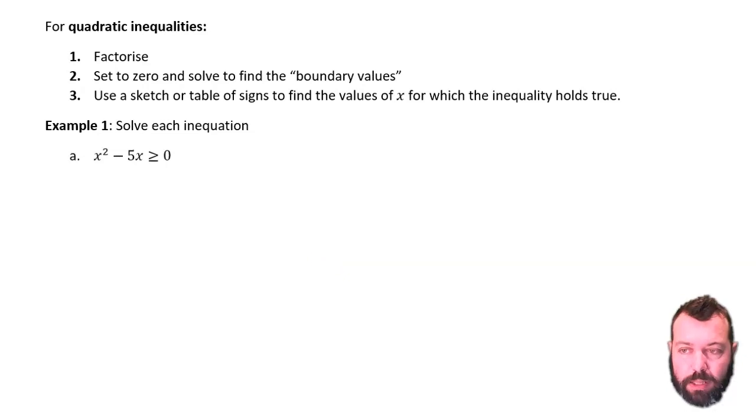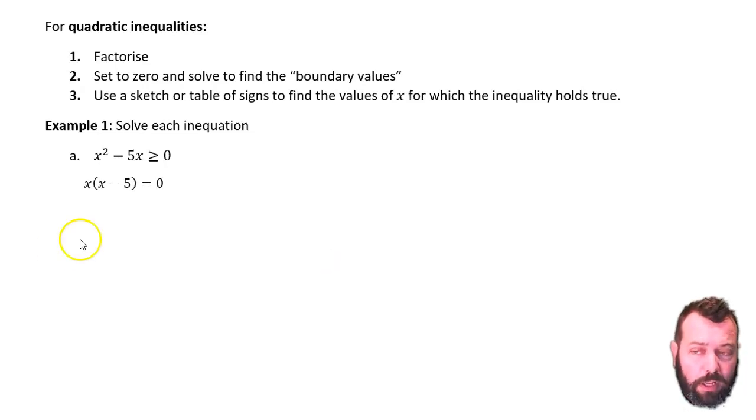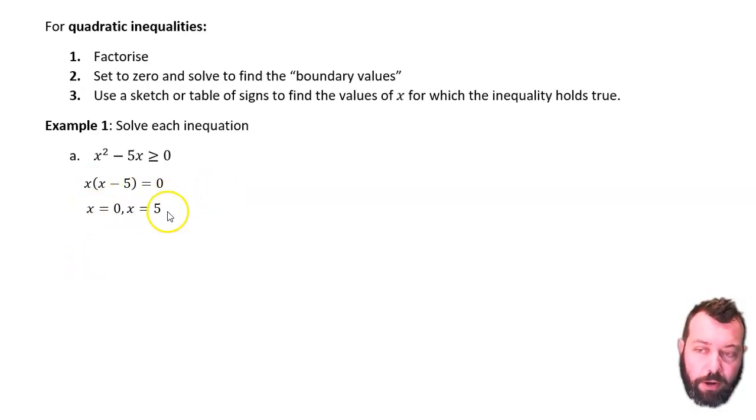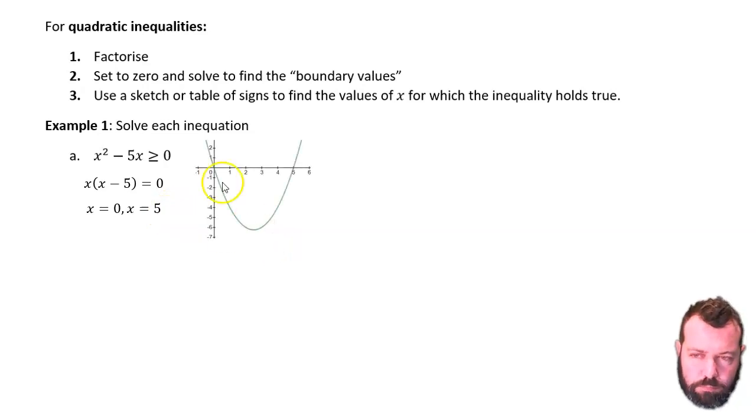So, x squared minus 5x is greater than or equal to 0. Let's start with x squared minus 5x equals 0. We factorize that as x outside of x minus 5 equals 0. So this is concave up, roots at 0 and 5. Right? There's our little sketch.